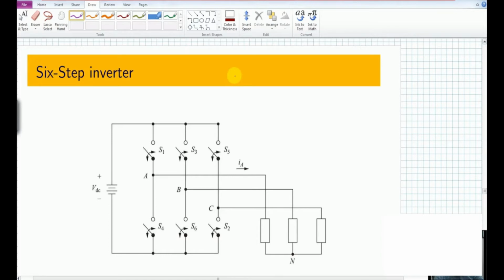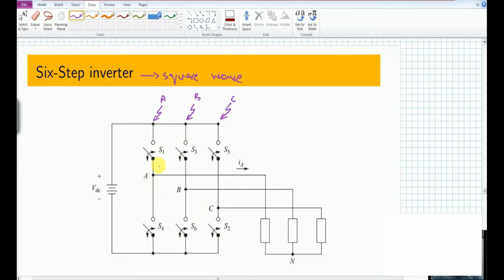A six-step inverter is basically an offshoot of a square wave inverter, where we turn on the switches in the same fashion as we did for the square wave inverter. However, we have three arms or three legs available. So we have a leg A for phase A, this is for phase B, and this is for phase C. You can see here there are a total of 6 switches that constitute a three-phase inverter.